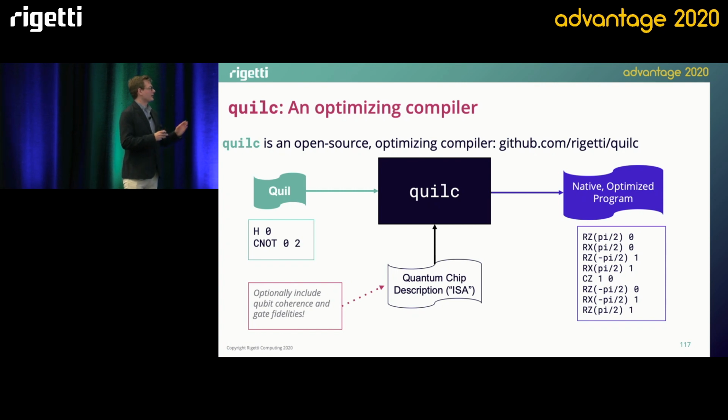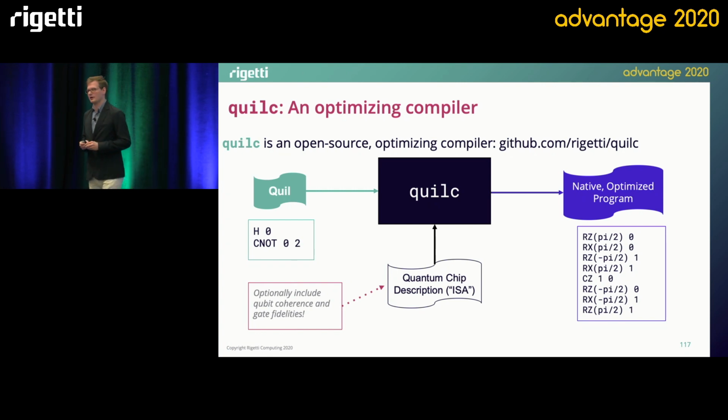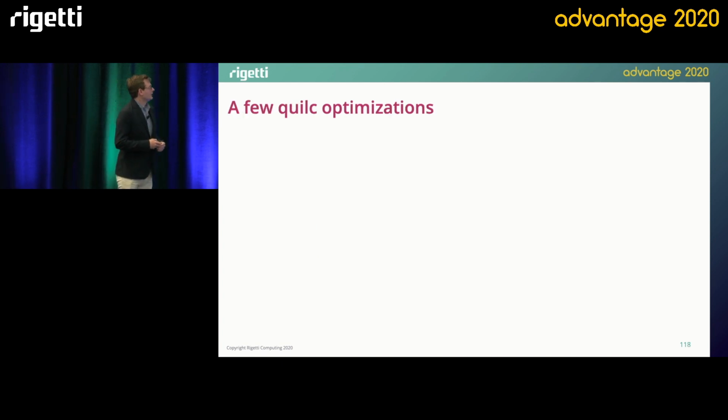So sometimes we call it fidelity-aware compilation or approximate compilation. And it's something that's just built in. You don't have to think about how to turn it on, how to make it work, or anything like that. You just provide the information as a part of the ISA.